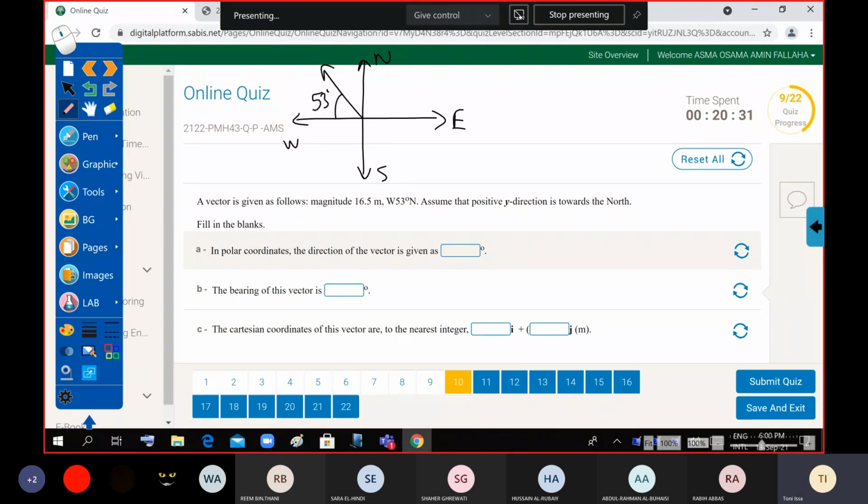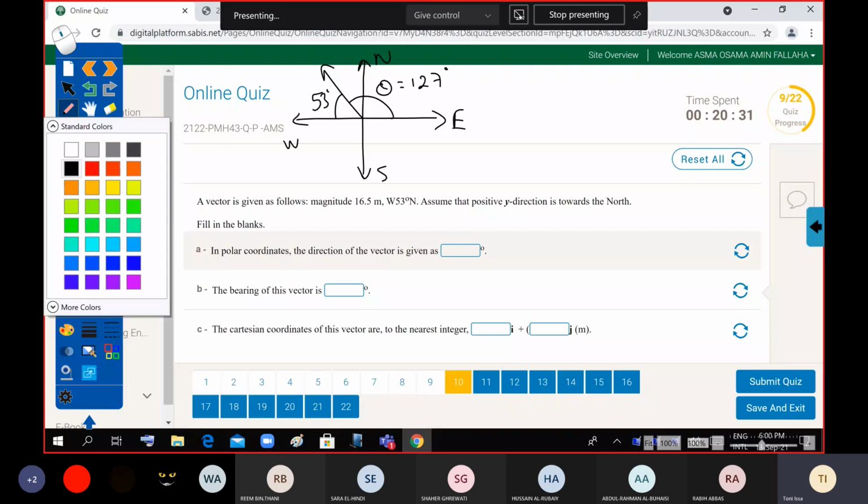What they want is to find the polar coordinates. When they say the polar coordinates, it means we need to refer to the positive sense of the x-axis. So this is the angle theta that they are talking about, and this is what we need to find. What is it? It will be 180 minus 53, and then you will get 127 degrees. The bearing of this vector.